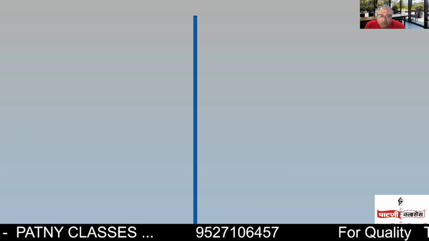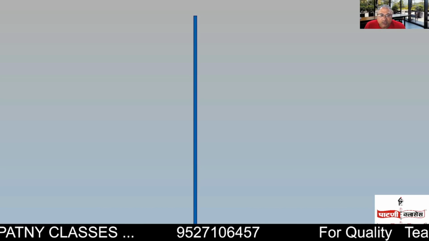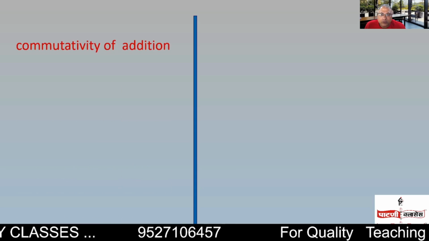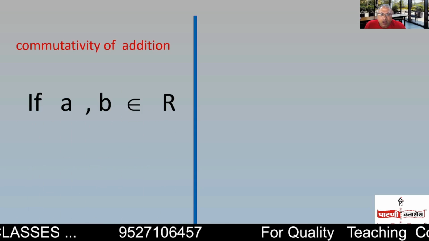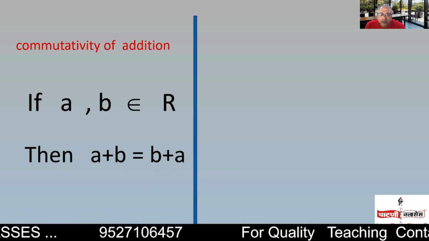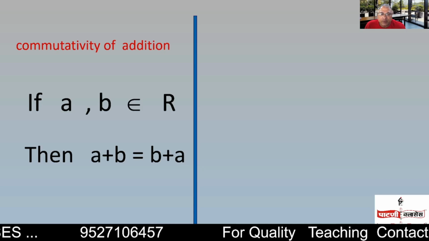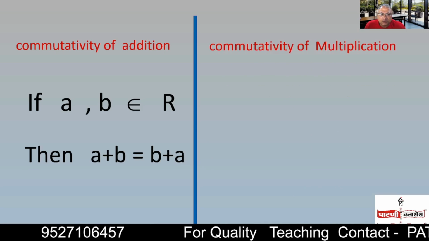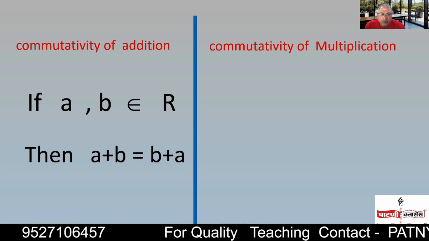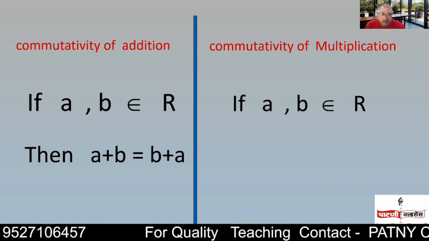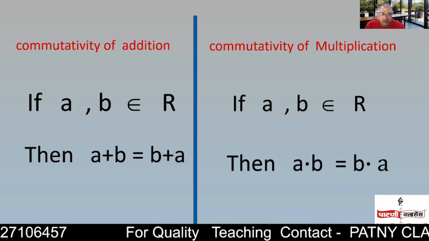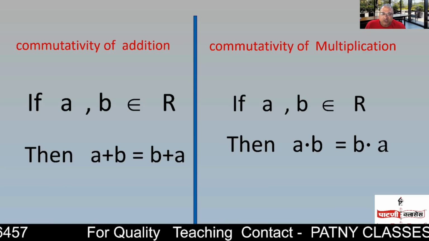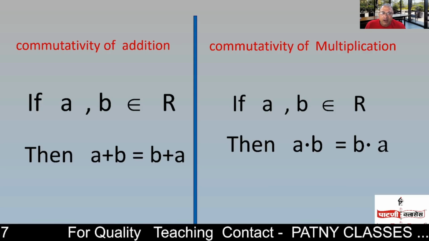The above two discussions of commutativity of addition and multiplication can technically be stated as below. If a, b belongs to R, then a plus b equals b plus a. This is the technical definition of commutativity of addition. Similarly, commutativity of multiplication can be stated as: if a, b belongs to R, then a dot b equals b dot a. These are the technical definitions of commutativity of addition and multiplication.